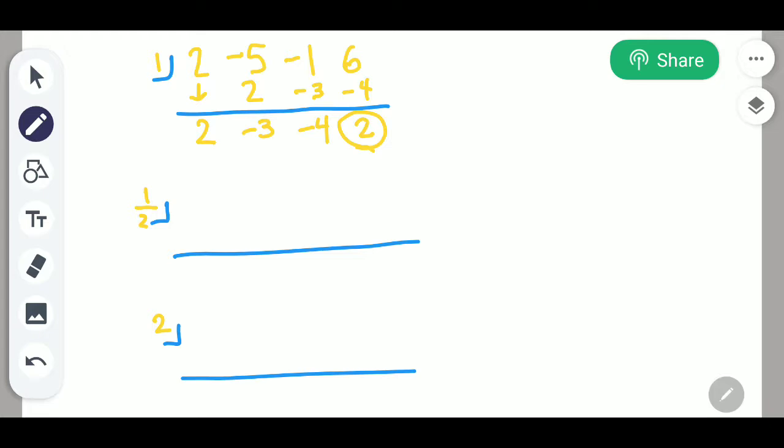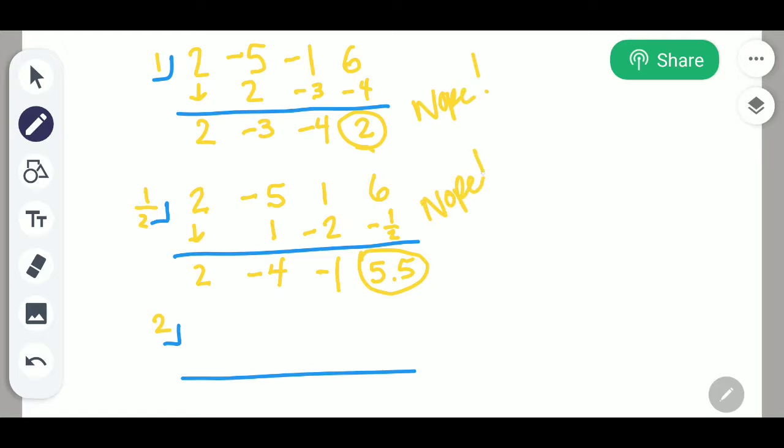Okay, so let's try 1/2. Same coefficients here. All right, so bring down your 2. 1/2 times 2 gives me 1. Add down. 1/2 times -4 gives me -2. Add down. 1/2 times -1 gives me -1/2. Add down. This is not a solution, so nope. All right, so let's keep going.